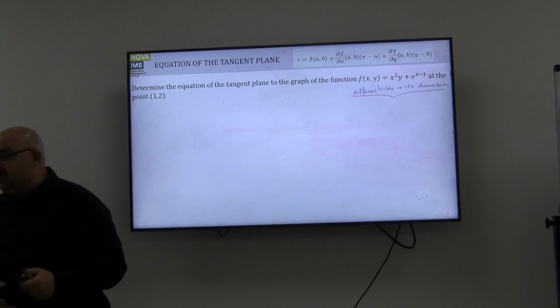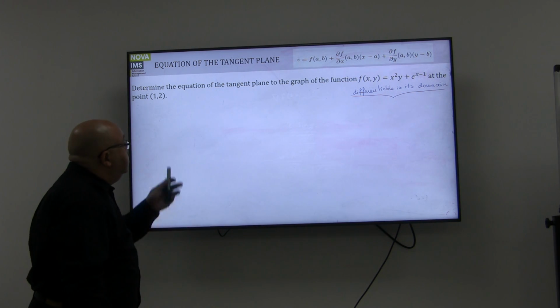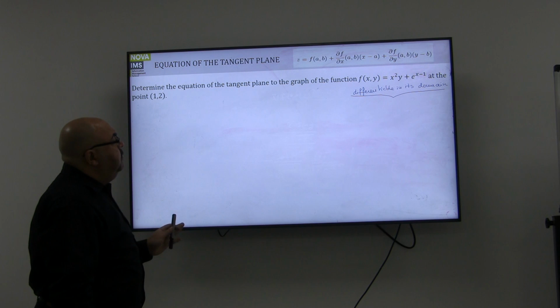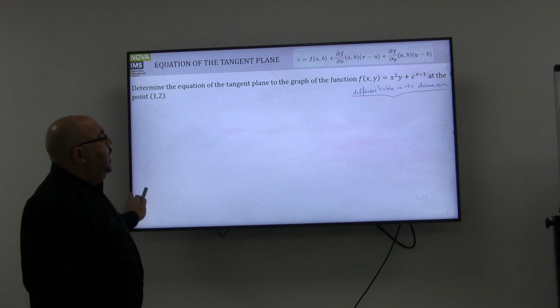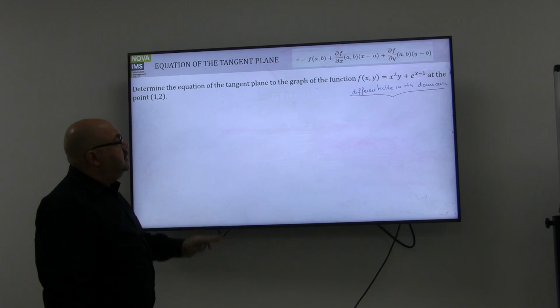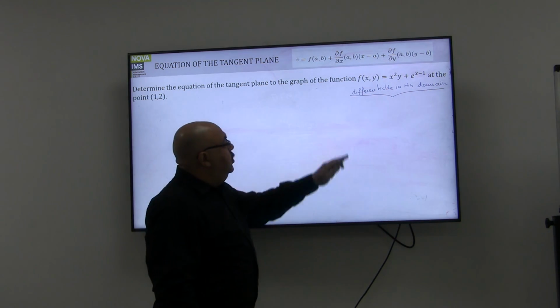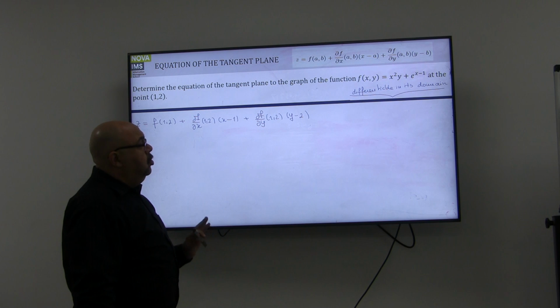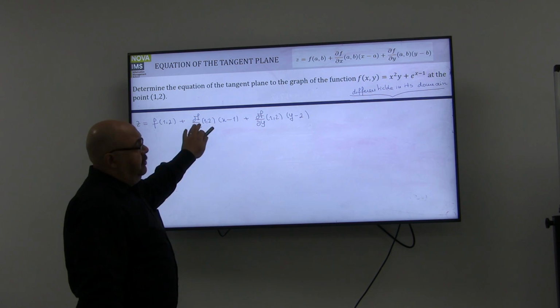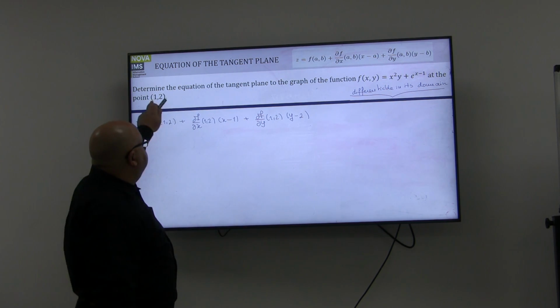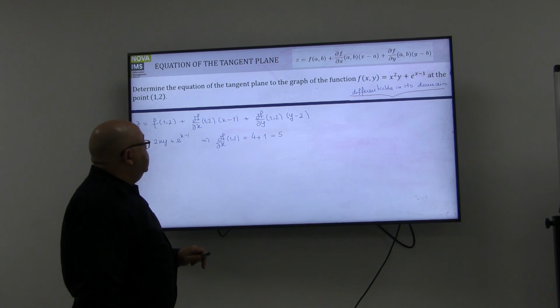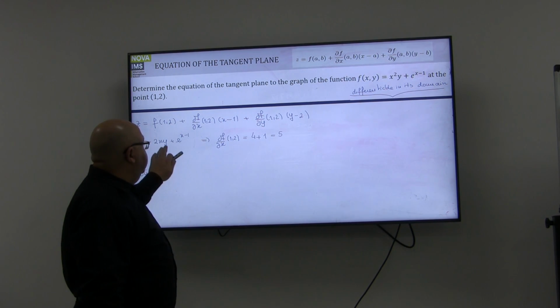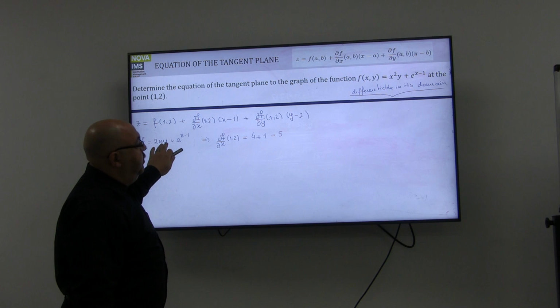Also, here he is asking you to determine the tangent plane to the graph, in a similar manner, of x squared y plus e to the power of x minus 1. And since the function is differentiable on its domain, all I have to do is find the partial derivatives and use the substitution at 1 and 2. A similar method will lead to the partial derivatives.